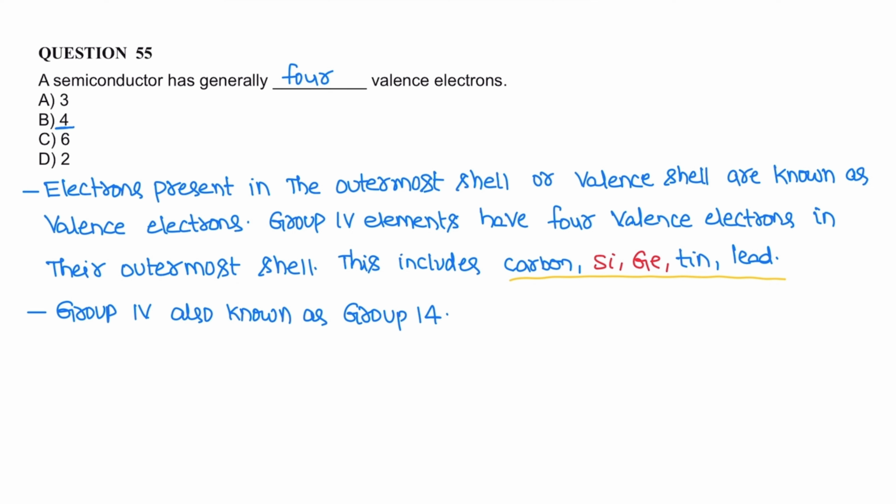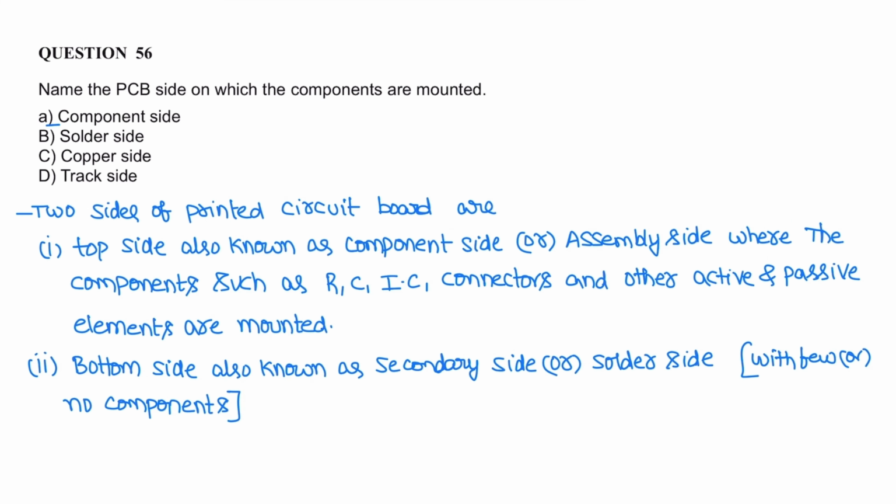Next question. Name the PCB side on which components are mounted. So the PCB side on which components are mounted is called component side. So the two sides of printed circuit board. Printed circuit board has two sides. One is top side, also known as component side or assembly side.